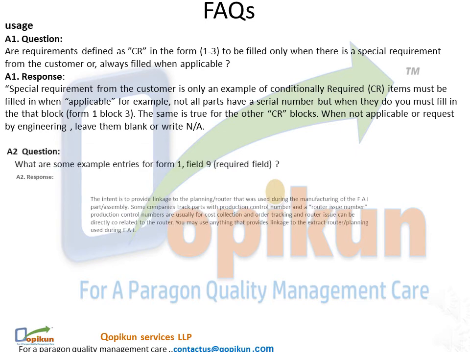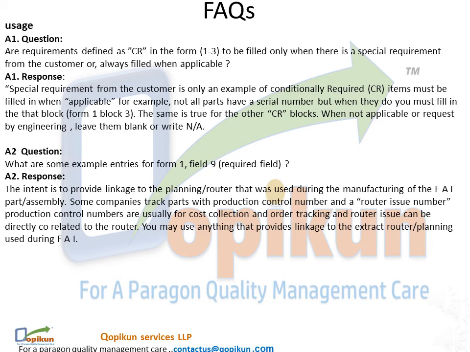A2 question: What are some example entries for Form 1, Field 9, required field? A2 response. The intent is to provide linkage to the planning router that was used during the manufacturing of the FAI part assembly. Some companies track parts with a production control number and a router issue number. Production control numbers are usually for cost collection and order tracking, and router issue can be directly correlated to the router. You may use anything that provides linkage to the exact router planning used during FAI.